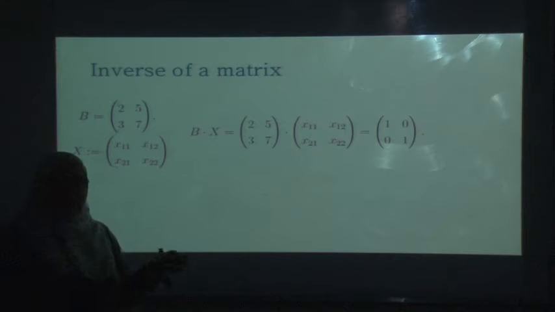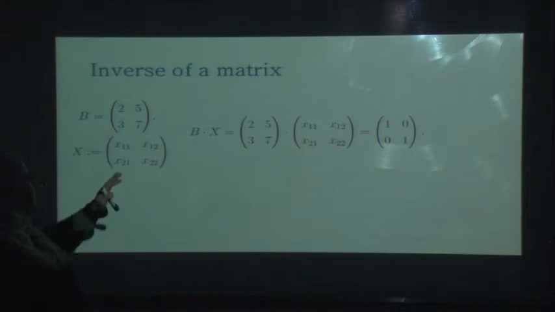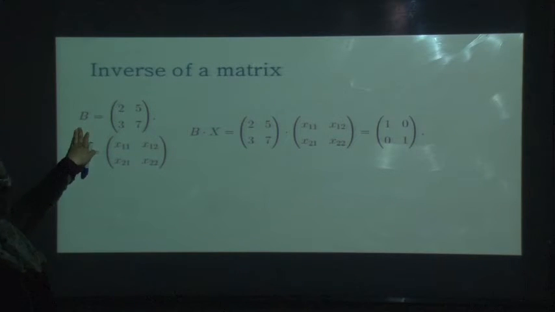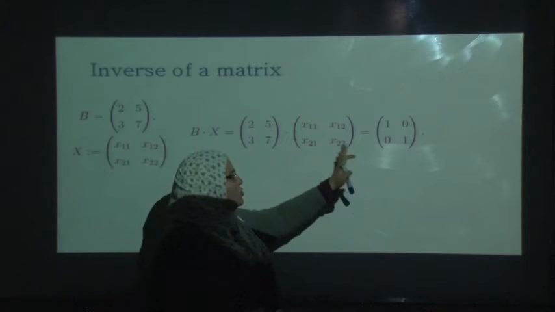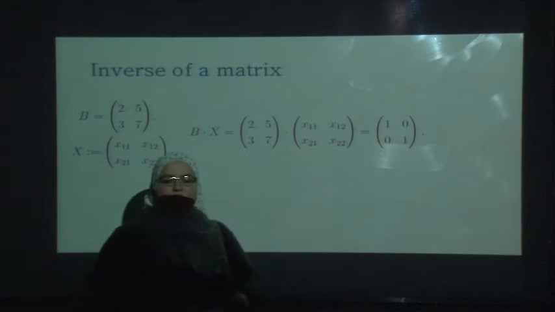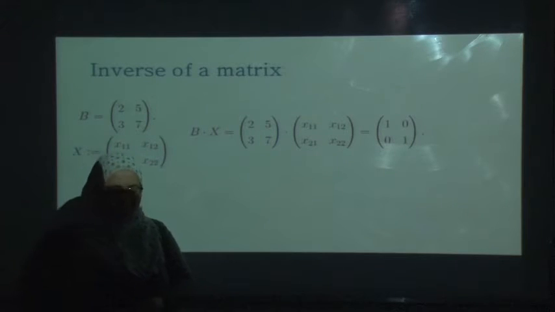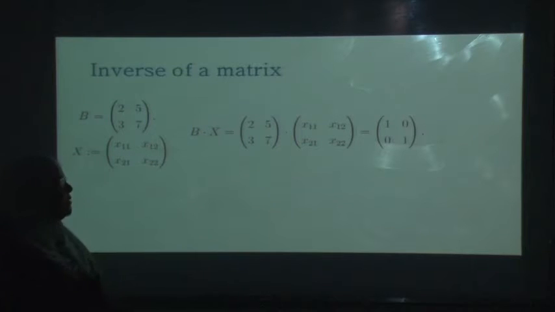The same with matrices. If you multiply a matrix, this is called B, with its inverse, B to the power negative 1, which we called here X, this product should result in the identity matrix with the same order or dimension as the matrix.